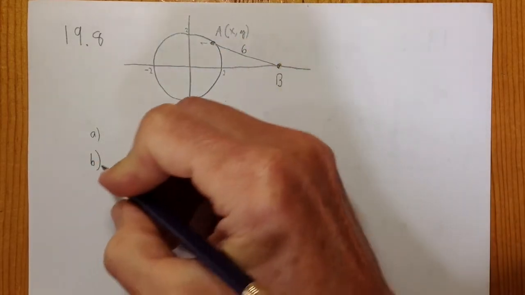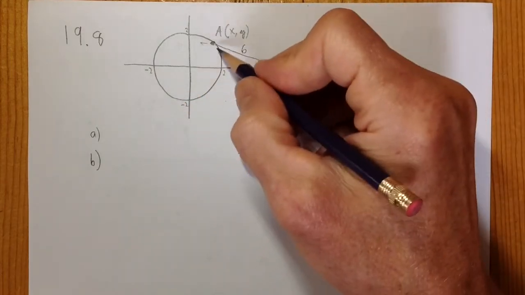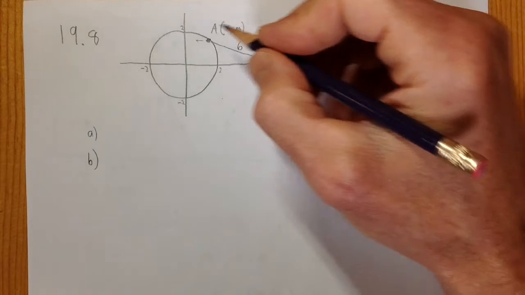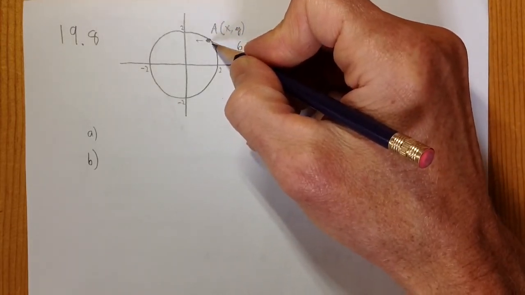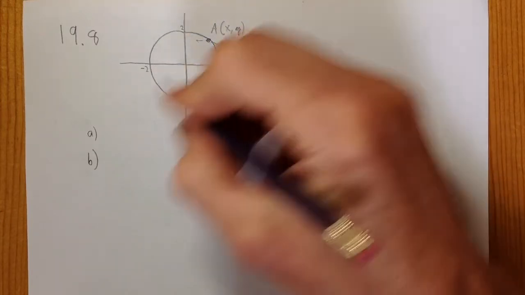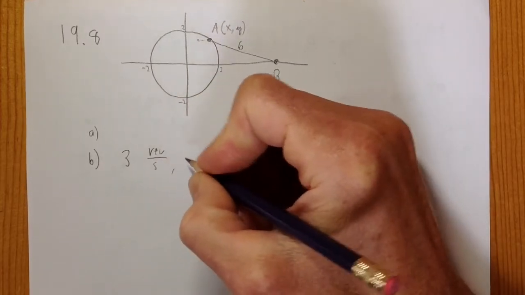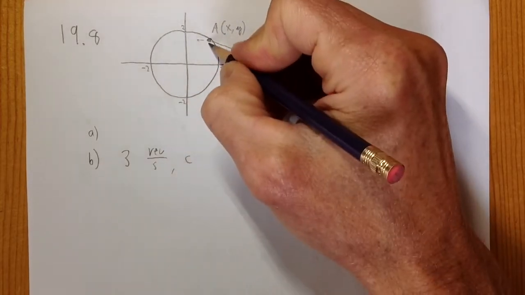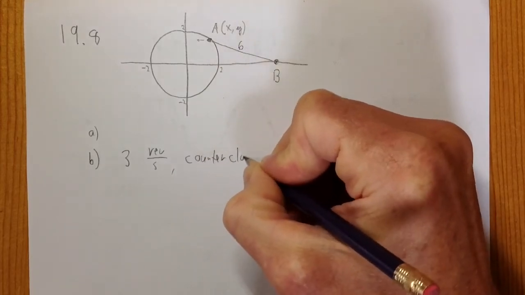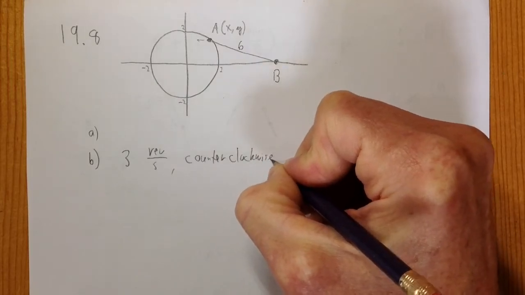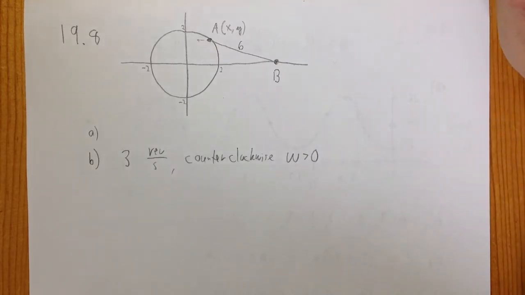B and C say, what are the coordinates of point A as a function of time. We want to know where A is. And what they say is point A is just going around our circle at 3 revolutions per second. It's going counterclockwise, which means it's going this way, like we know, which means that it's got a positive omega. So counterclockwise means omega is greater than 0, that we have our omega is positive, so that's nice.